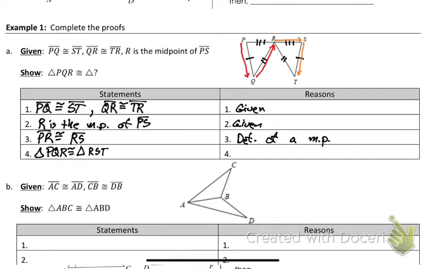Ty, do you want to correct that one? Yeah, it's STR. STR would be correct. So we should change this to STR. Which would be correct. So triangle PQR is congruent to STR, and that would be by side, side, side.